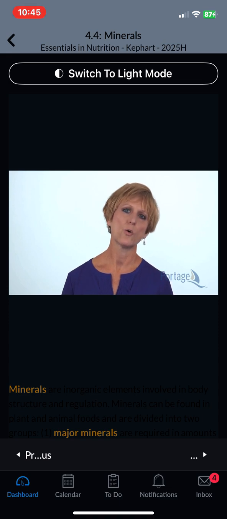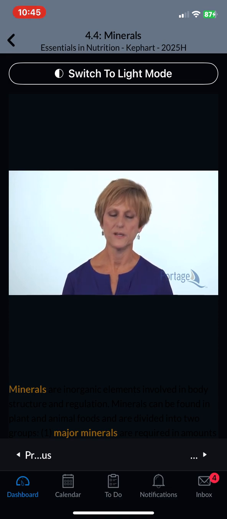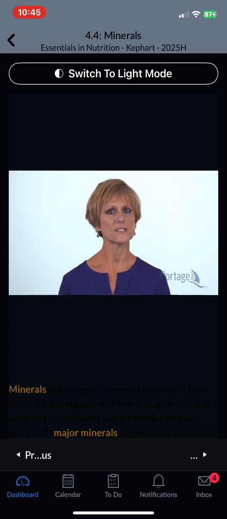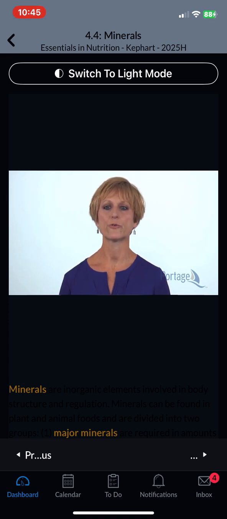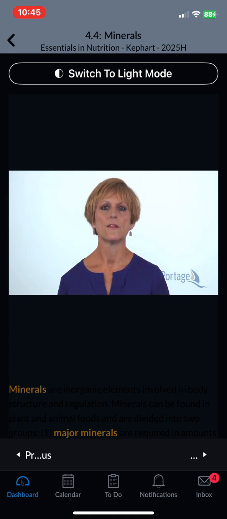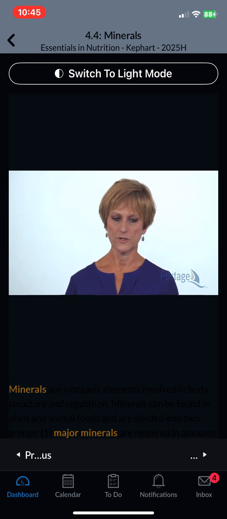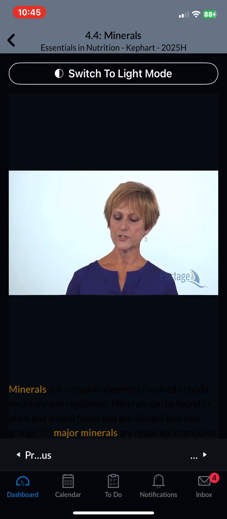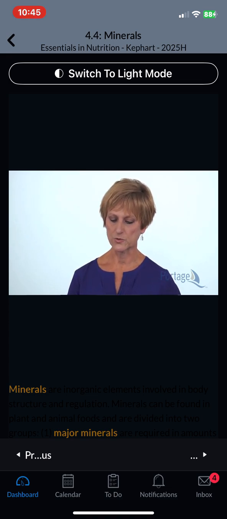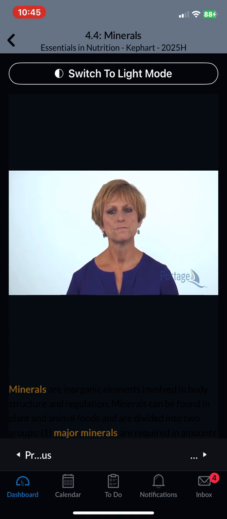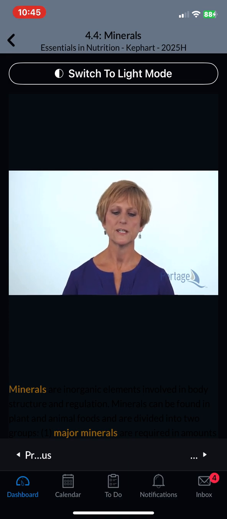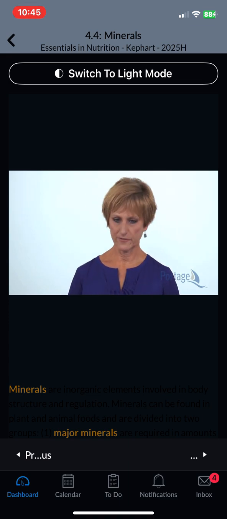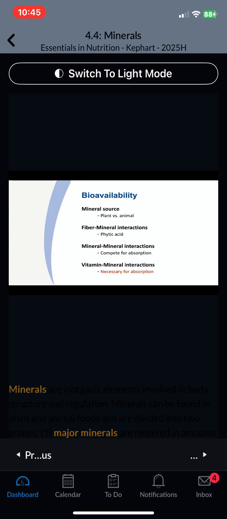The ability, though, of our body to absorb them is extremely important because we may be taking them in, but if we're not able to absorb them, then we're not getting the benefit of that mineral. So the bioavailability, or the ability to absorb, and the degree to which those minerals are absorbed, is extremely important. And bioavailability can be impacted in various ways. This screen gives you a general overview of that.